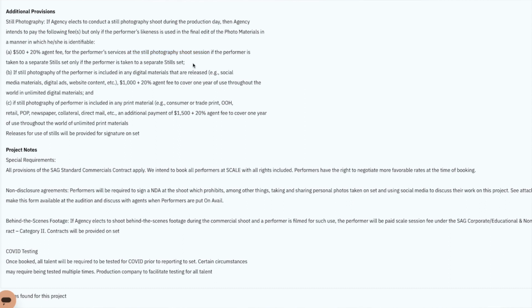But look, it goes even further. They say if they're using any of these for digital marketing, social media, digital ads, website content, additional $1,000 for that 1 year usage will be paid plus the 20%. And even more, if they are printing this, like this is in magazines, newspaper, collateral, direct mail, newsletters, anything of that sorts, they're gonna pay you another $1,500.